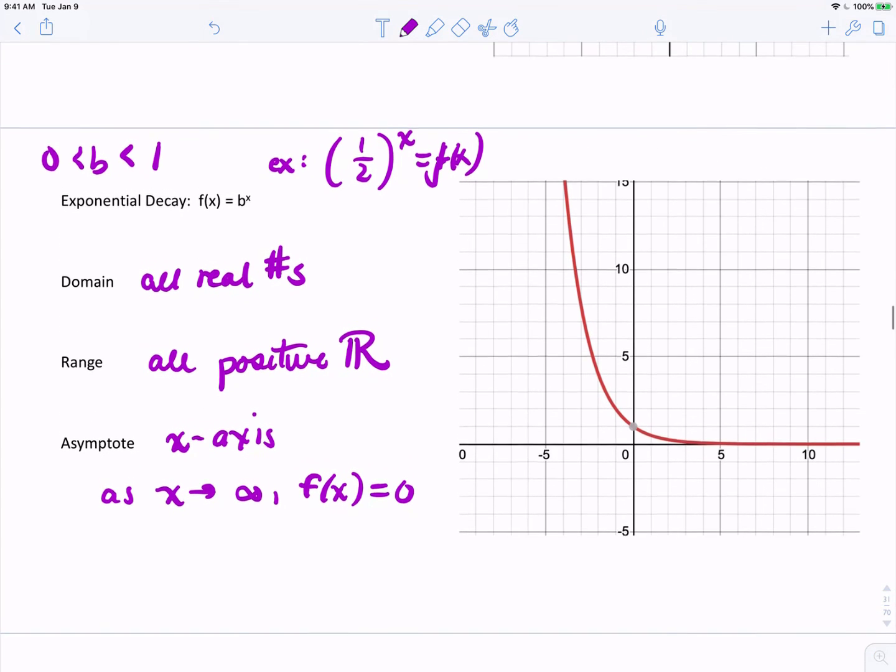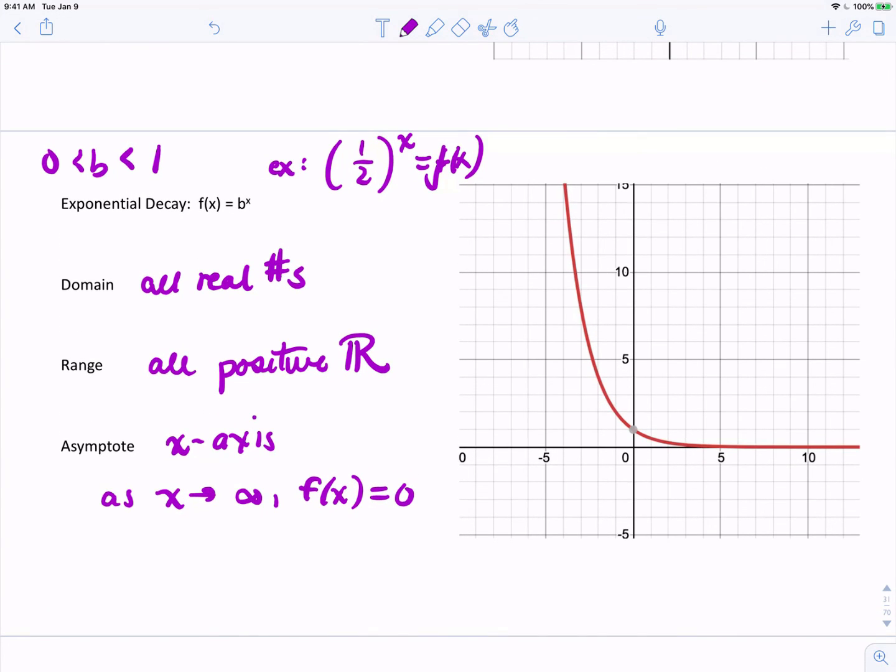So those are just some of the features of exponential growth and decay functions. If you ever wanted to graph one, you would just take out your technology and make a graph of one.